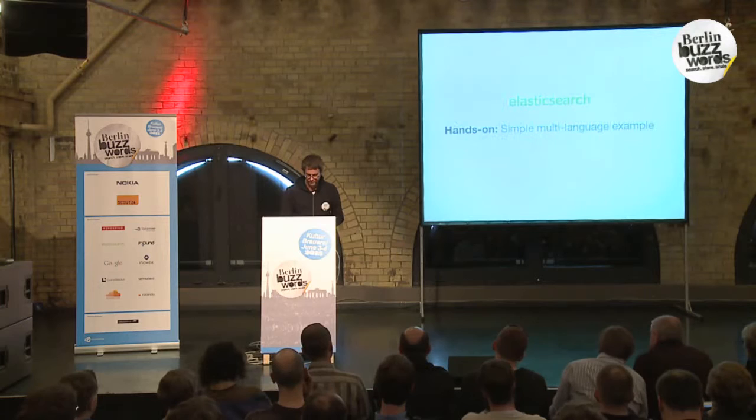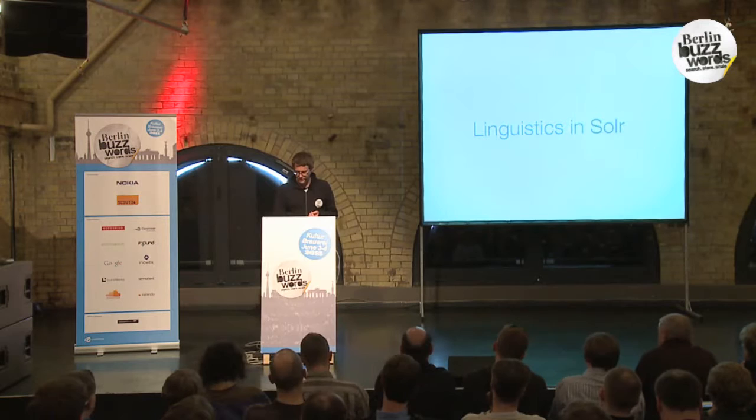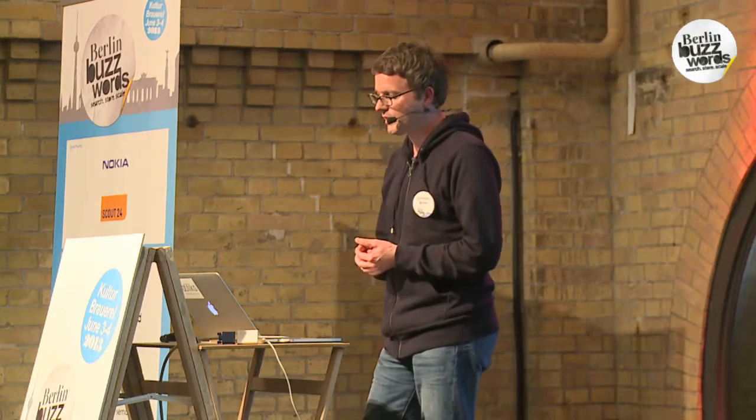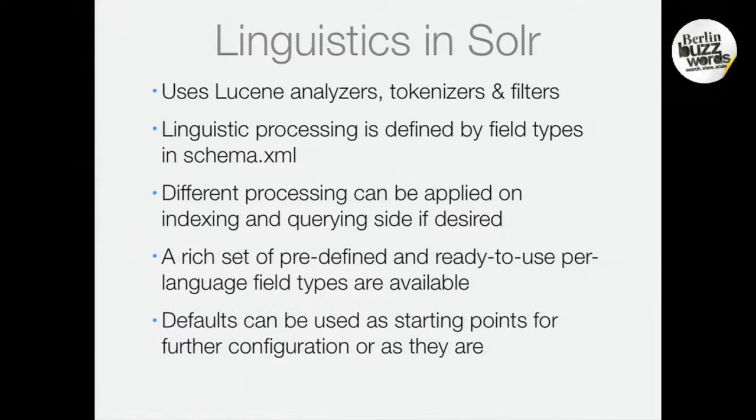I'll also talk a little bit about how some of these things work in Solr. Solr, of course, also uses Lucene analyzers, tokenizers, and filters. And processing is defined by field type in schema XML. Different processing can be applied on both the indexing and querying side, if desired. The same can be done in Elasticsearch. And a really rich set of predefined and ready-to-use per language field types have been provided for you. Robert Muir did an excellent job in 3.6 to get all these field definitions in.